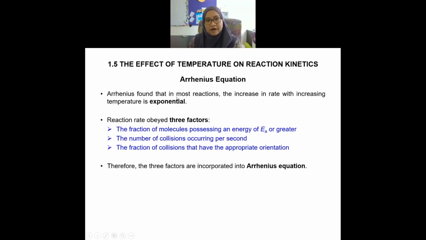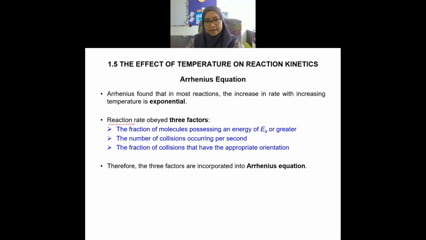So Arrhenius found that in most reactions, the increase in rate with increasing temperature is exponential. Exponential means it is not a straight line. If it were a straight line, it would be directly proportional. For an exponential, the graph is increasing but the graph is a curve.